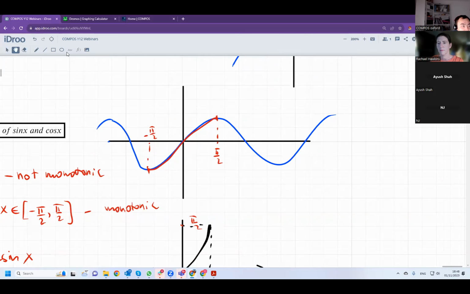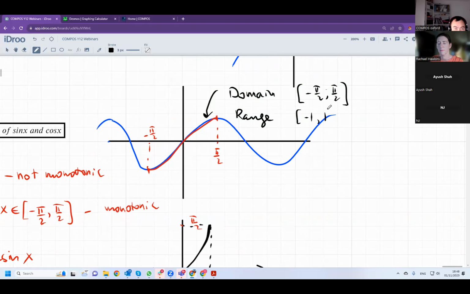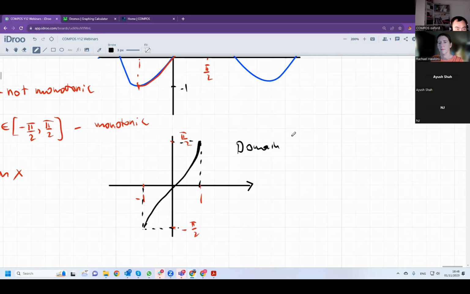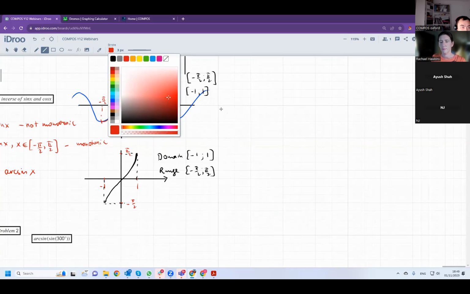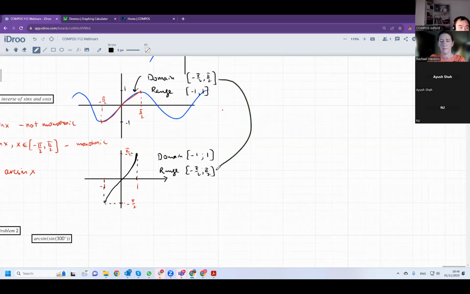So if we look at the red function, the domain is minus pi over 2 to pi over 2, and the range is from -1 to 1. And here, the domain is -1 to 1, and the range is from minus pi over 2 to pi over 2. It's always like that. The domain of the function is the same as the range of the inverse, and the range of the function is always the same as the domain of the inverse. So this is the function, and this is the inverse function. All right.